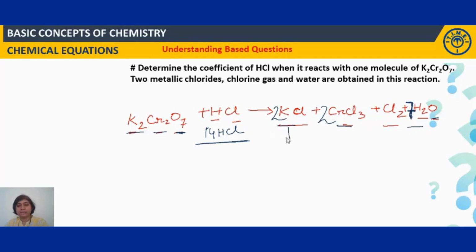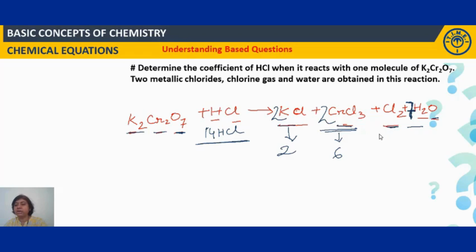So from potassium chloride, how many chlorine atoms do you get? 2. From 2 molecules of chromium chloride, how many chlorine atoms do we get? In 1 chromium chloride, there are 3 chlorine atoms. In 2 molecules of chromium chloride, how many chlorine atoms are there? It is 3 twos, 6. So total how many? 2 plus 6, 8. So still we have to have 6 more chlorine atoms.